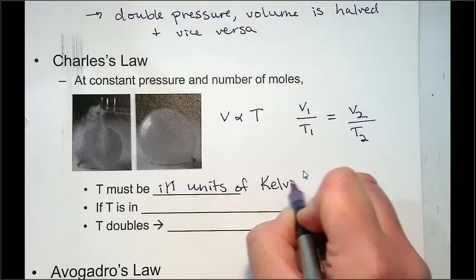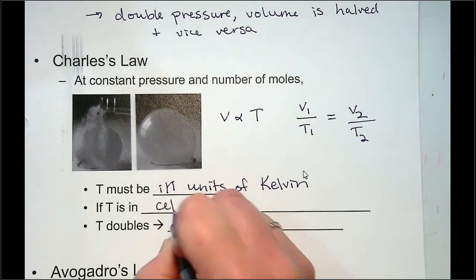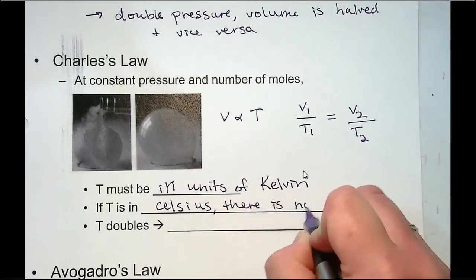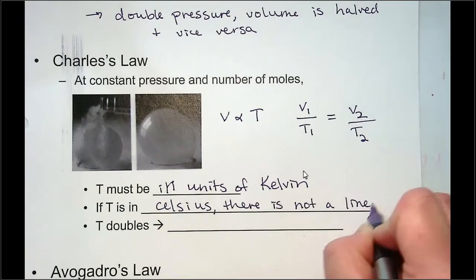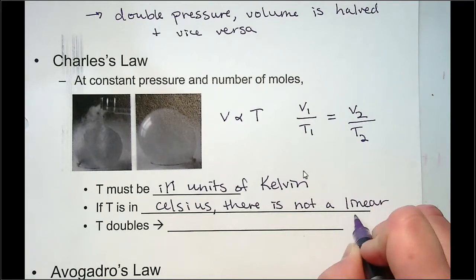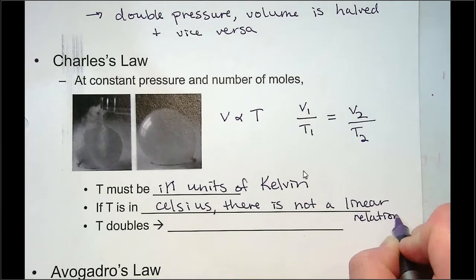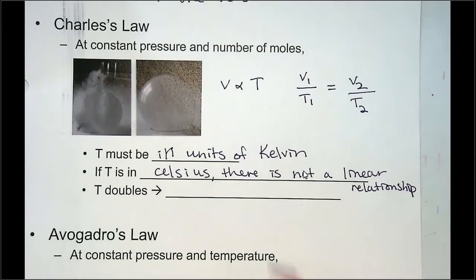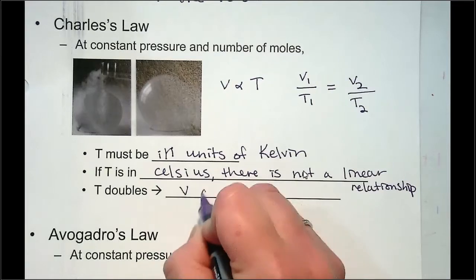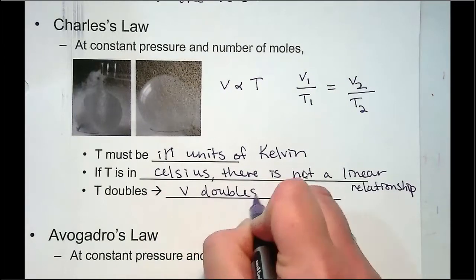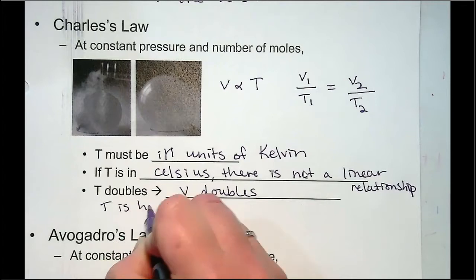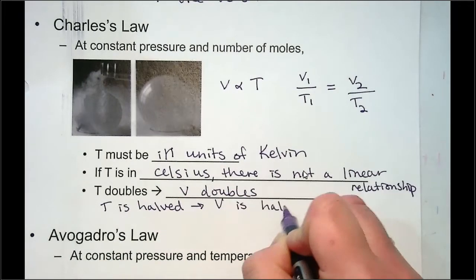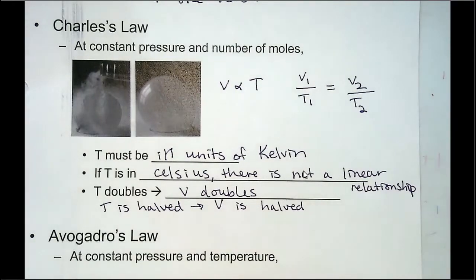So if the temperature is in Celsius, there's not a linear relationship. You can still say that as the temperature goes up, the volume goes up, but if you're talking about Celsius temperature, then it's not linear. When the temperature doubles, then the volume doubles. If temperature is halved, then the volume is halved, etc. So they change in direct proportion.